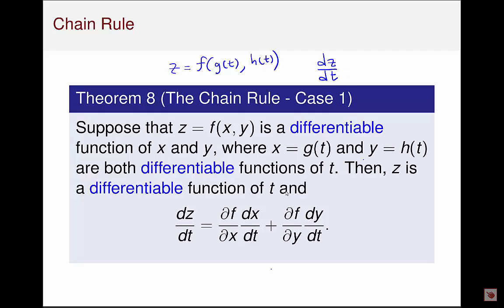Right, in this case, the chain rule says that this derivative, dz/dt, can be given by the partial derivative of f with respect to x times dx/dt plus the partial derivative of f with respect to y times dy/dt. Also notice here that we have used the normal d in the notation for the derivative of a single variable function. Right, so this is the chain rule in this case, where our function f is a two-variable function of x and y, where x and y are single variable functions of t.